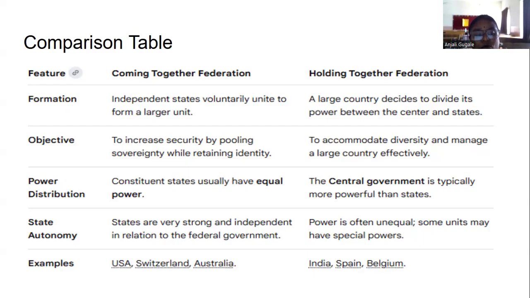Okay. Now, if we look at the objective, why they have decided to come together in the case of the coming together federation, it is to increase their security by pooling sovereignty and retaining their identity.